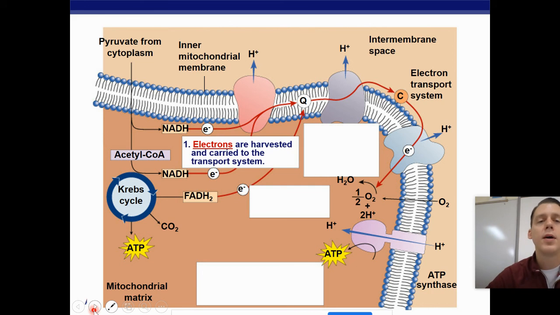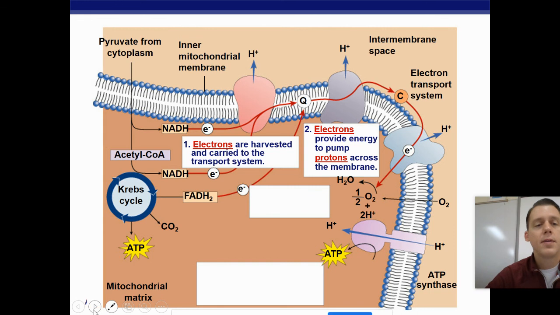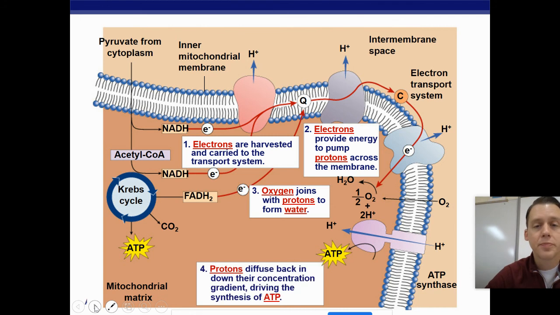So to review, electrons are harvested, they go to the ETC. The electrons are moved, that provides the energy to pump the protons into the intermembrane space. The oxygen joins with some of those protons and the electron to form water. And the protons diffuse back down their gradient, synthesizing ATP.